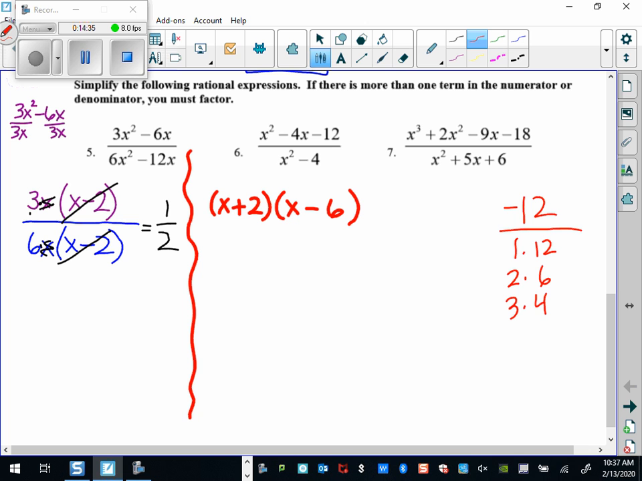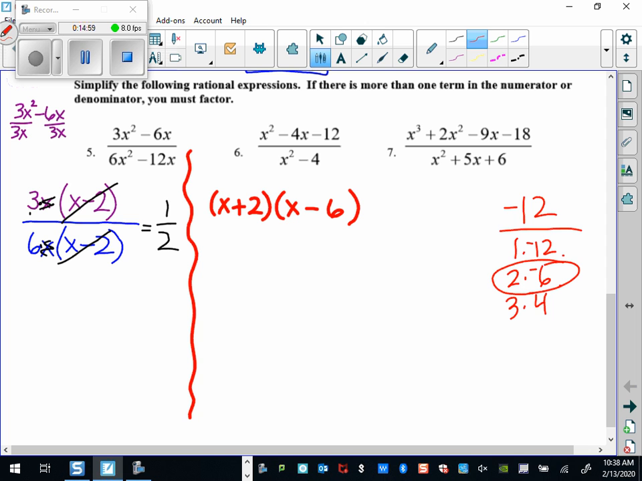Then you say to yourself, I know that middle term is negative, so my bigger number has to be negative when I add them together. So if I add this together, do I get 4? No. If I add this together, do I get 4? Yes. There it is. You see that? And so it's going to be x plus 2, x minus 6.